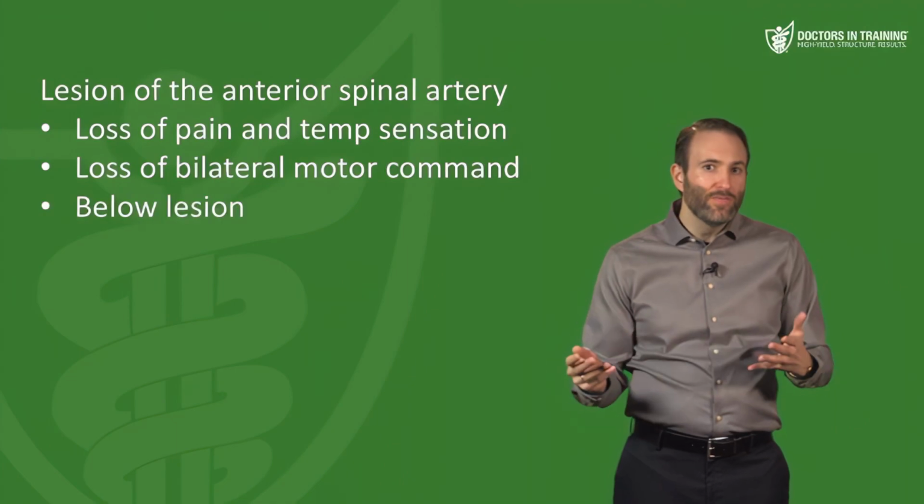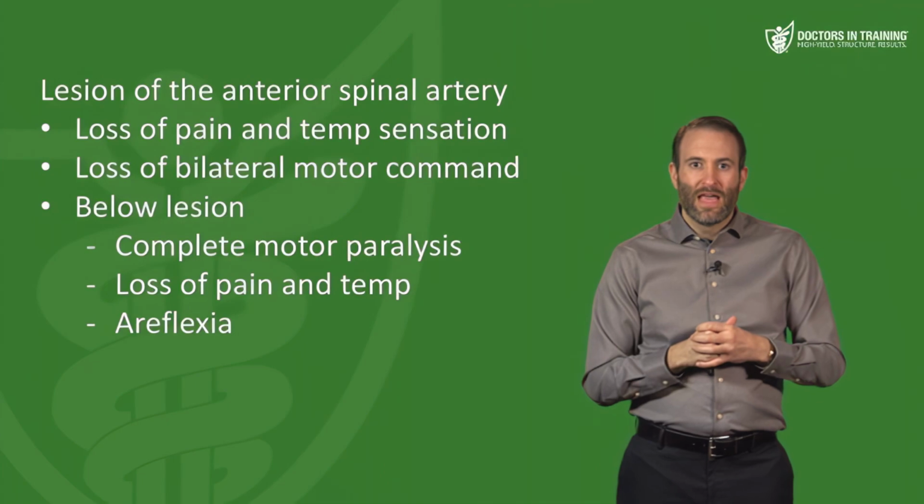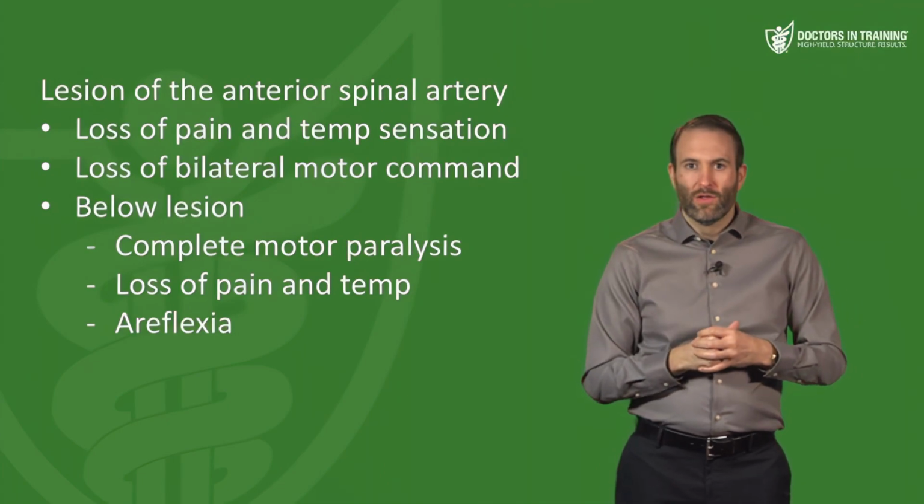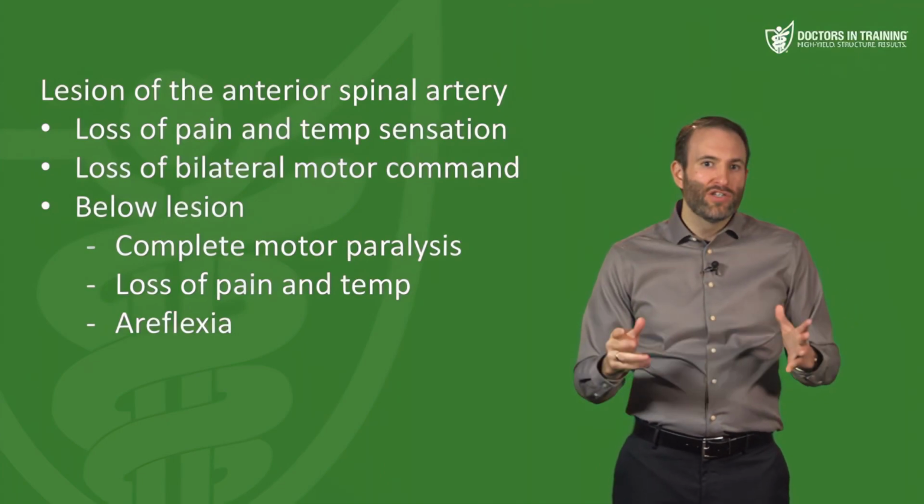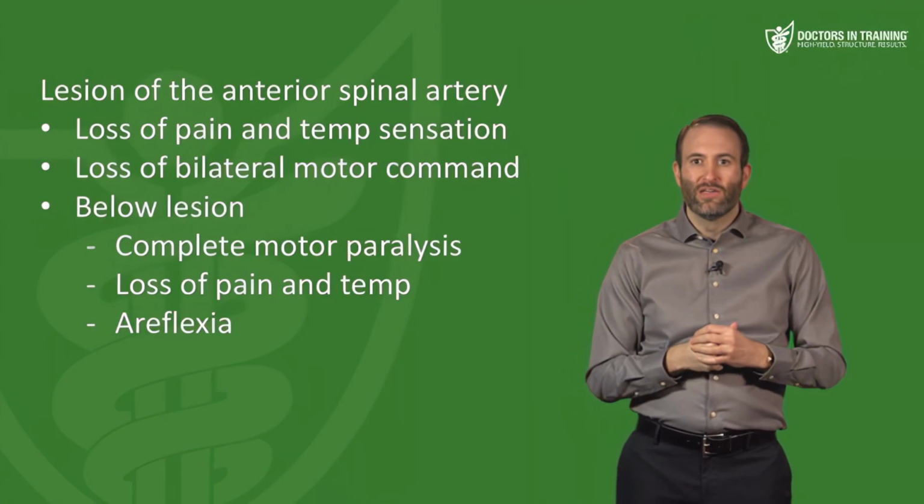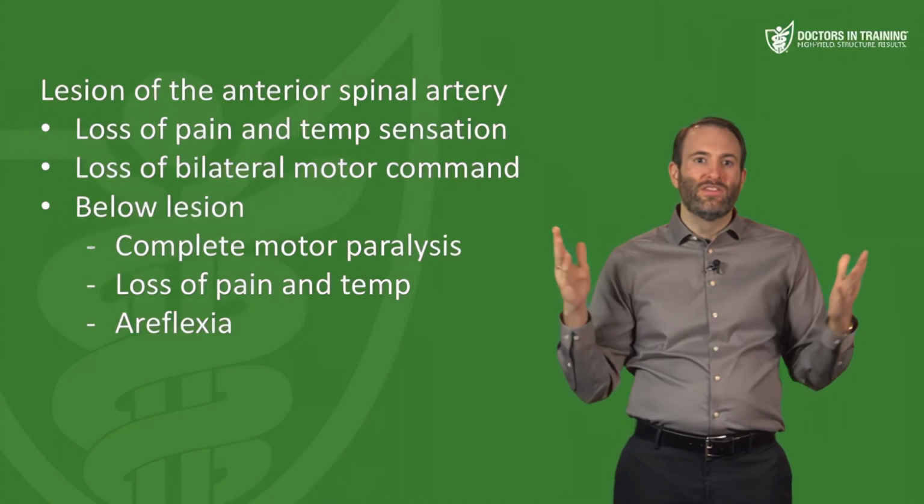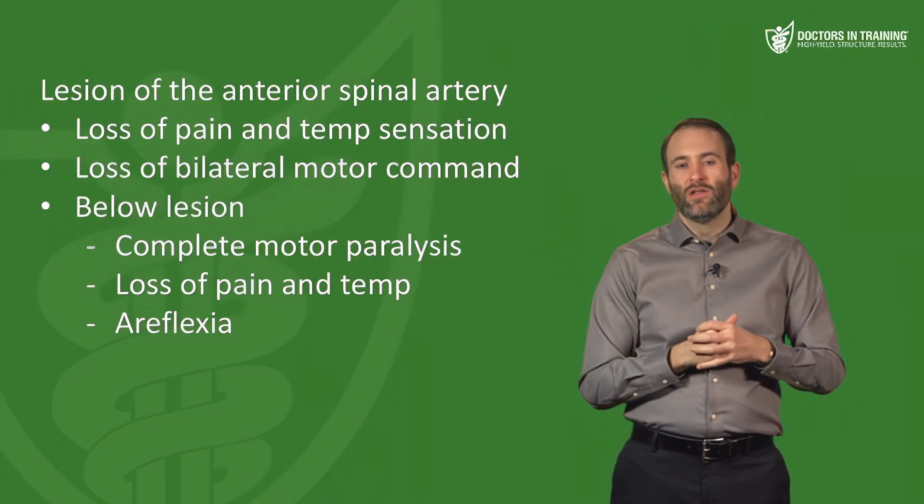So below the lesion, you get complete motor paralysis, a loss of pain and temperature, and areflexia as well. But again, your light pressure, touch, and vibration sense is going to be intact with occlusion of the anterior spinal artery. So again, think of this as just the opposite of tabes dorsalis, and that will help you get through this.